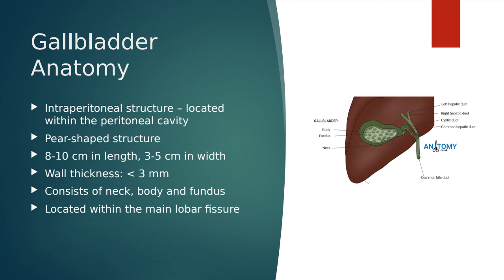In terms of segmental anatomy, we do have a neck, a body, and a fundus. We're going to talk a little bit about how patients can vary, but the fundus is always going to be the widest part of the gallbladder. The neck is always going to be where the gallbladder tapers and gets more narrow, and the body is going to be the region in between the 2. And as we said, it's always going to be located within the main lobar fissure.